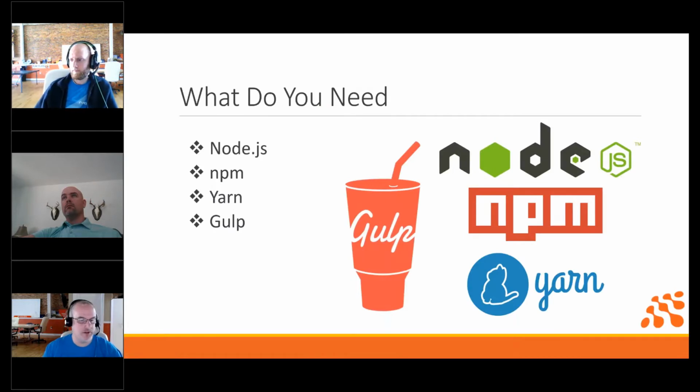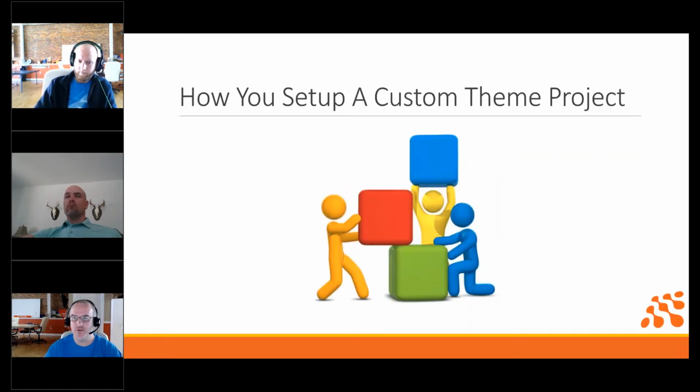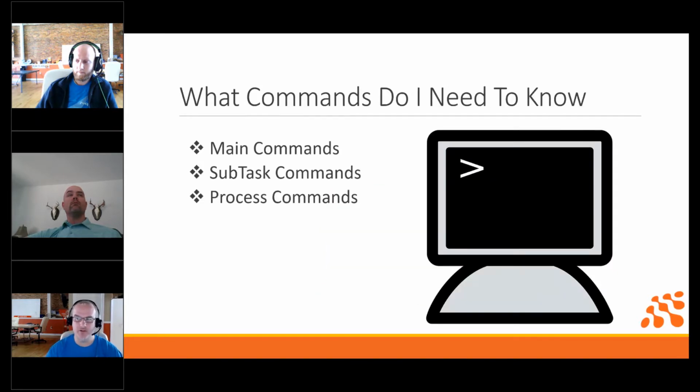Okay, I'm going to switch back over to the presentation here. So how do you set up a custom theme project? We're going to be going over that in detail in a few minutes. And what do you need to know ultimately? I talked about all this other stuff, the Node, the NPM, and the Yarn. Once you get all that, it really is going to come down to a set of commands that we have created here. There's going to be a list of main commands that you're going to be using pretty much all the time. There are some subtask commands that give you a little bit more granular control over things. And then there are some really detailed process type commands that you may never touch, honestly. But TK will go through some of that stuff regardless to try to help you.